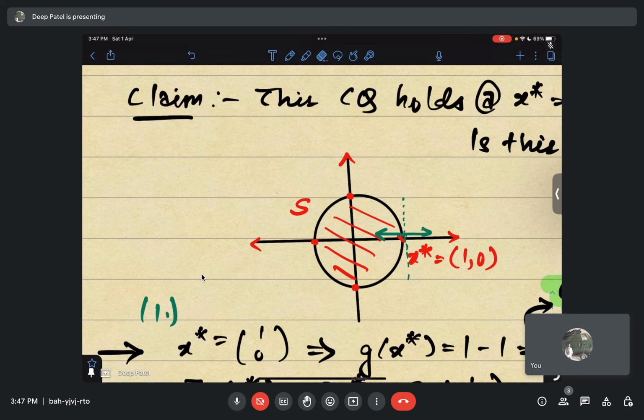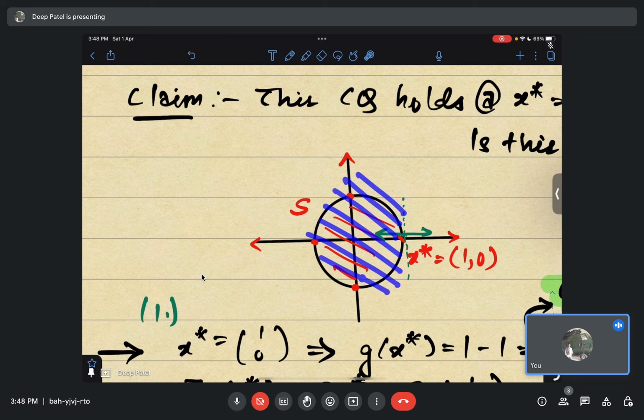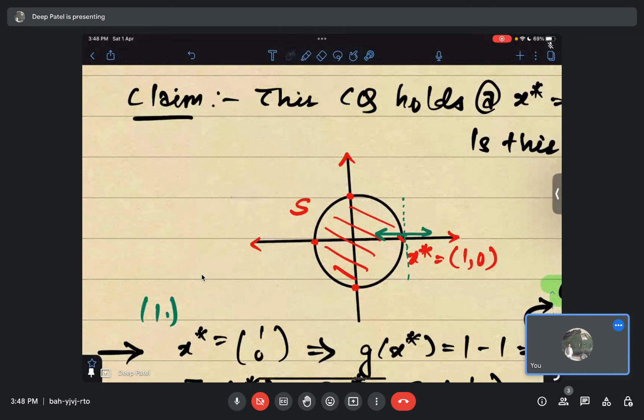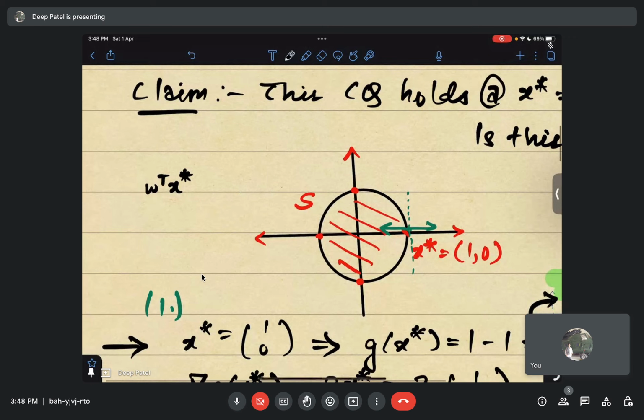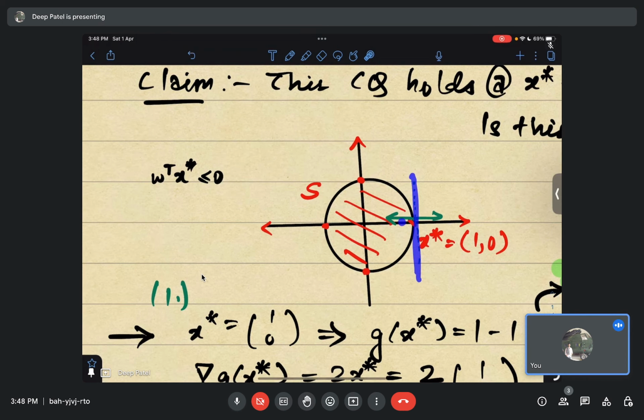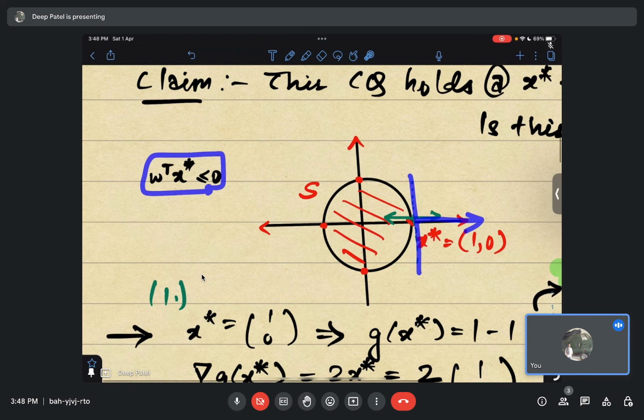I mean, you're on the right track. See, what we are really, as you were saying before, we basically want to characterize this set of directions, right? So what are these points? W transpose x star less than or equal to 0, right? Yeah. See, what I'm trying to say is, at this point, this is my normal, specified by x star.